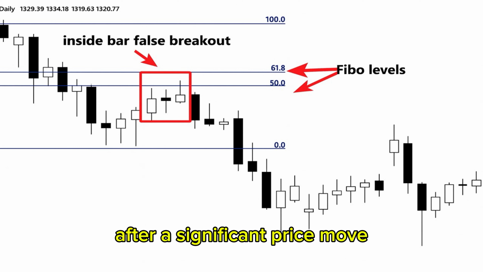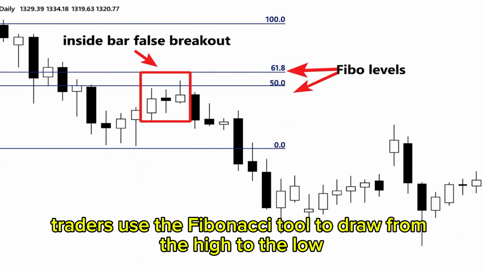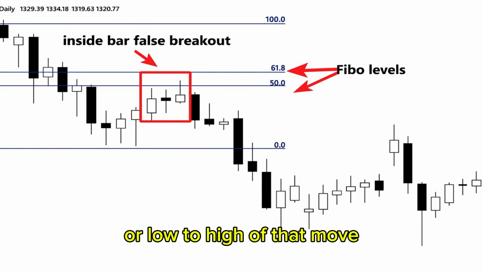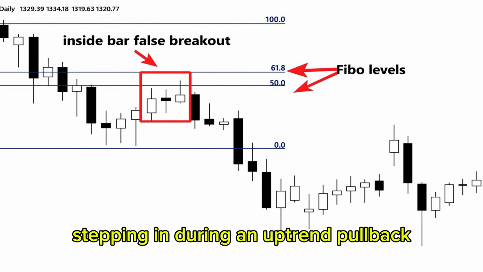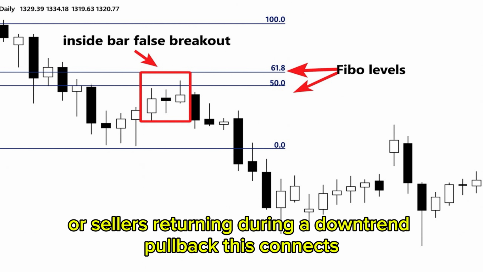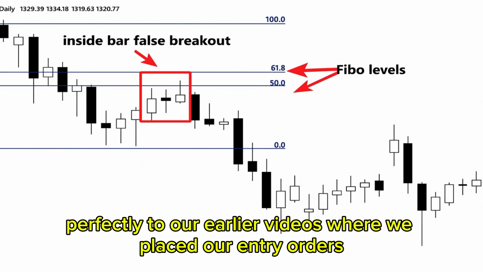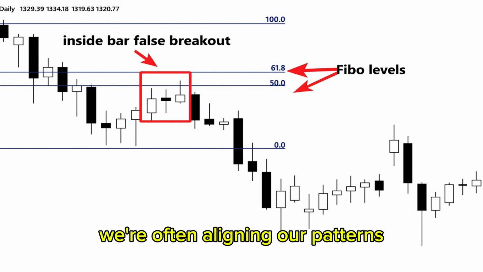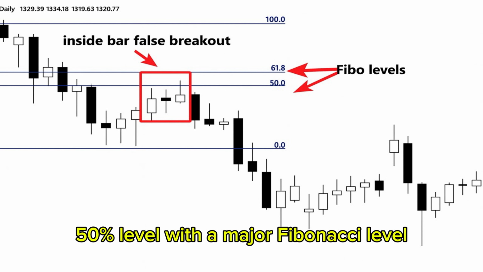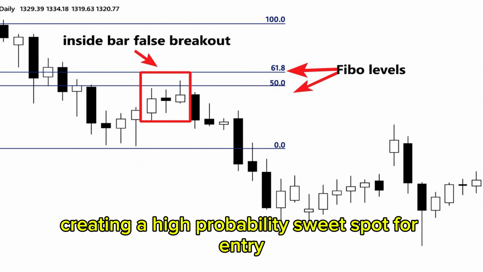After a significant price move, traders use the Fibonacci tool to draw from the high to the low, or low to high, of that move. The 50% and the crucial 61.8% levels are where you often find buyers stepping in during an uptrend pullback or sellers returning during a downtrend pullback. This connects perfectly to our earlier videos where we placed our entry orders at the 50% level of our candlestick patterns. Now you see the bigger picture. We're often aligning our pattern's 50% level with a major Fibonacci level, creating a high probability sweet spot for entry.